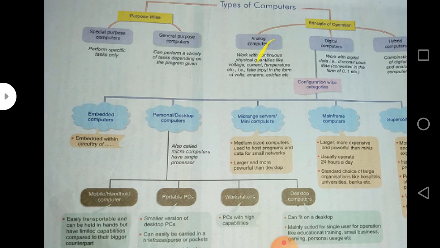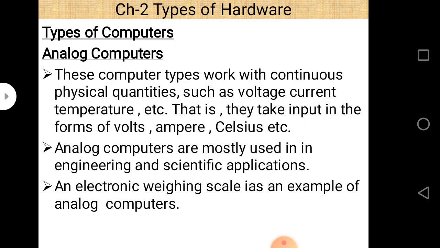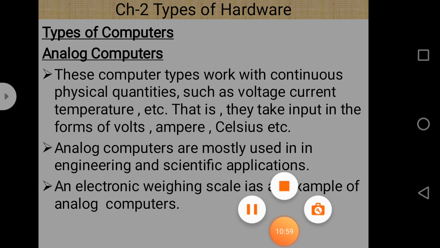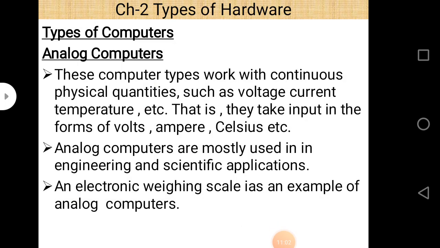So now let us take them one by one. First of all, analog computers. These types of computers work with continuous physical quantities such as voltage, current, and temperature. They take input in the form of volts, amperes, and Celsius. Analog computers are mostly used in engineering and scientific applications, and an electronic weighing machine is an example of an analog computer.